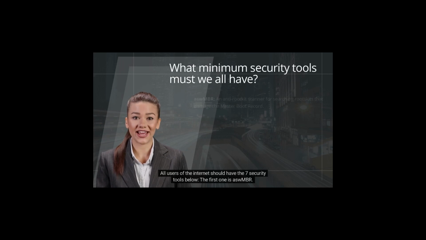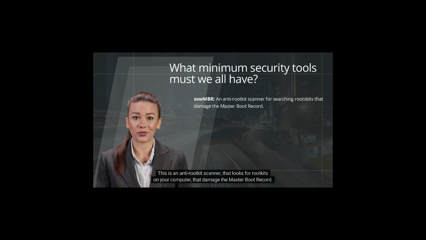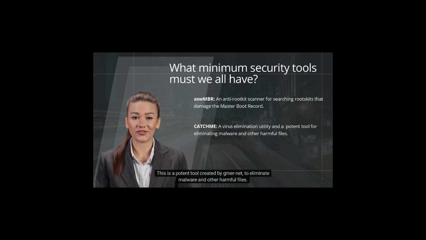So let's start. All users of the internet should have the 7 security tools below. The first one is ASWA MBR. This is an anti-rootkit scanner that looks for rootkits on your computer that damage the master boot record. The next security tool is called Questa. This is a potent tool created by GMER to eliminate malware and other harmful files. It is a virus elimination utility, not an antivirus program. The third security tool is GMER, which is an easy-to-use software program, and it can find and get rid of rootkits.